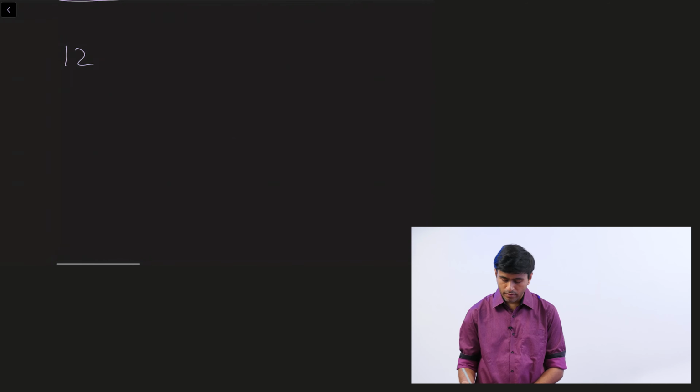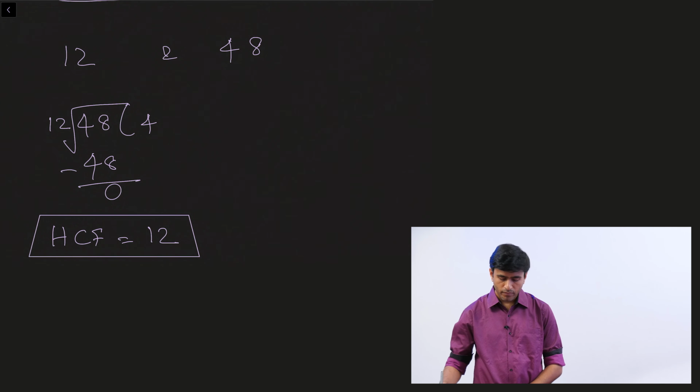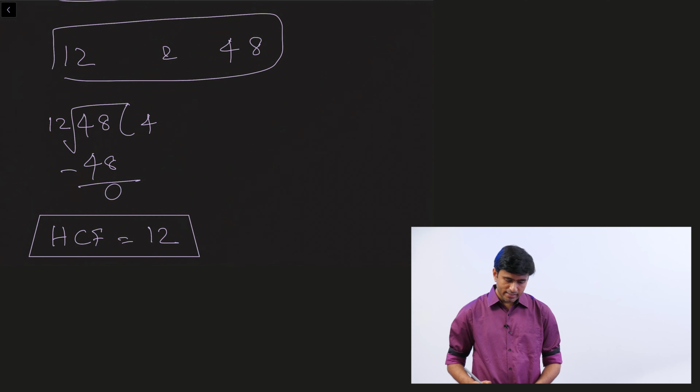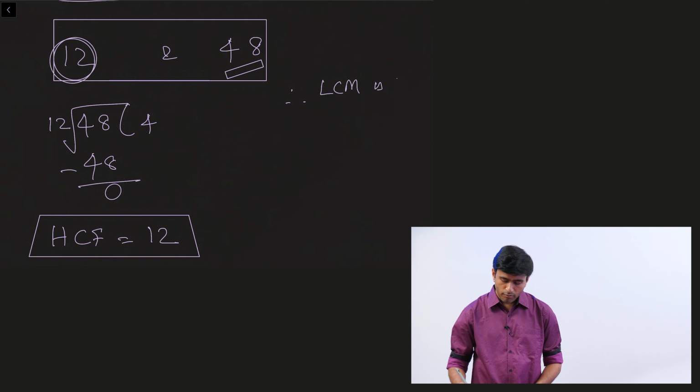Let's take 12 and 48. If you have to find the HCF first, 48 by 12 will give you 4, 12 4s are 48, 0. HCF is 12. HCF of these numbers is 12. So the property says if the HCF of two numbers is equal to one of the numbers, so we found that the HCF is 12, then LCM will be the other number. Let's see if LCM is 48.